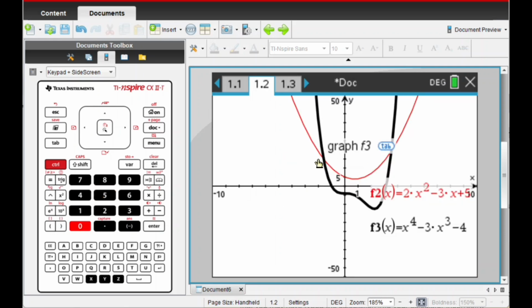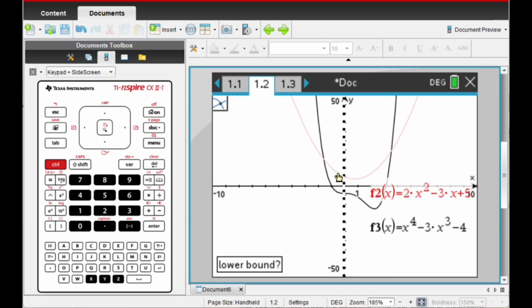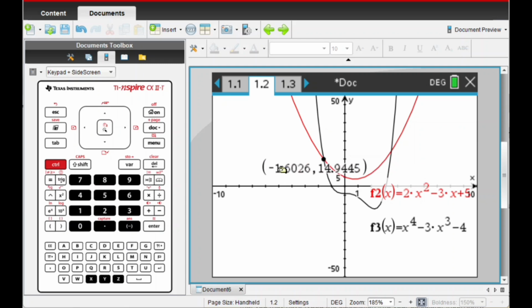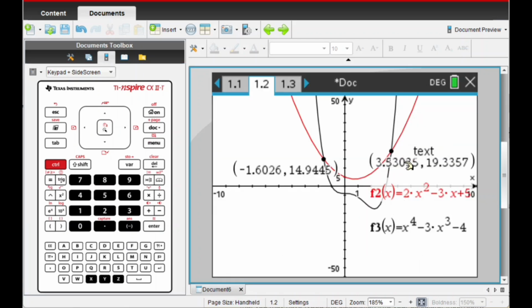Now I've changed it there, I can see two intersection points. So that's really important, and that's why graphing is great, because we can now see there are actually two intersection points. Menu, analyze graph, intersection, highlight each one separately, and we can see there our intersection points.